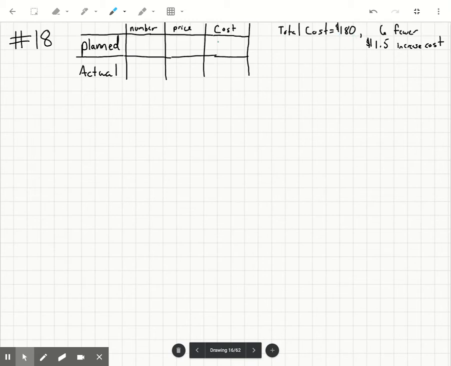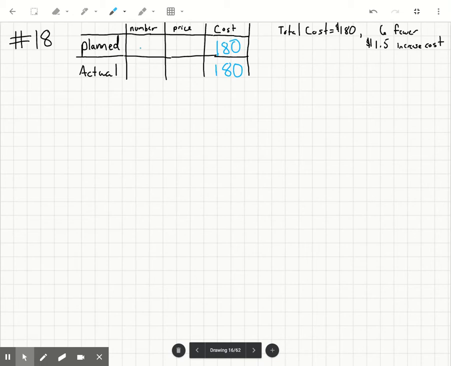And then there was a planned amount of people to go, but then 6 people actually dropped out. So there were 6 fewer, and so the price increased by $1.50. But the total cost has to stay the same. So we're given the total cost regardless, it has to be 180, right? That doesn't matter. It's 180 whether you have everyone or even if there's people missing.